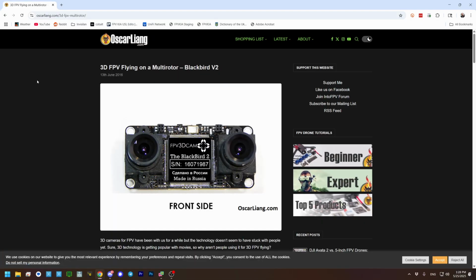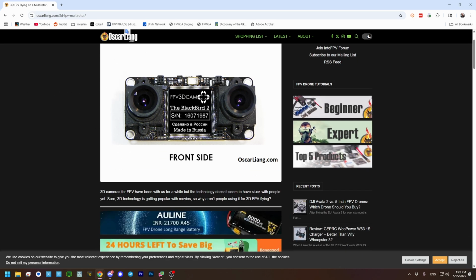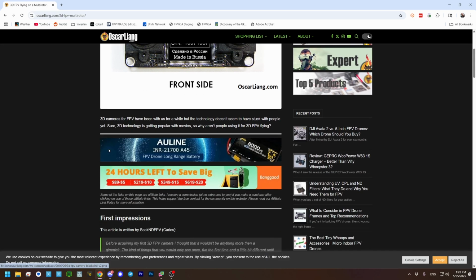So this is a case where kids these days don't know what came before them. Don't say that with any rancor, but yeah, here is an article from June 2016 about the Blackbird 2 3D camera.